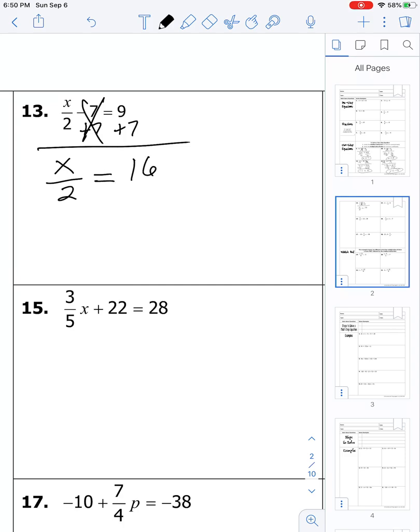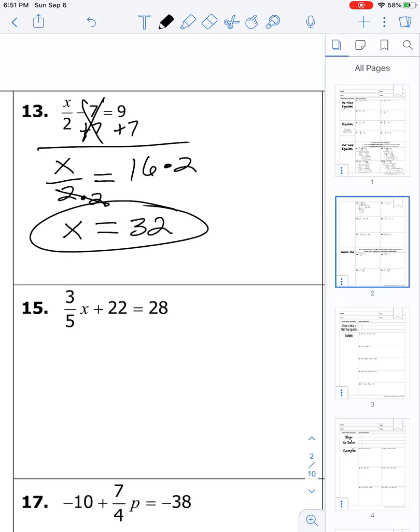All right, so now, same thing as we had in the one-step equations, we need to get rid of the bottom of the fraction. So in order to get rid of the number on the bottom, we're going to multiply by the number on the bottom. So that leaves me with x equals, and then 16 times 2 is 32. Should be our answer.